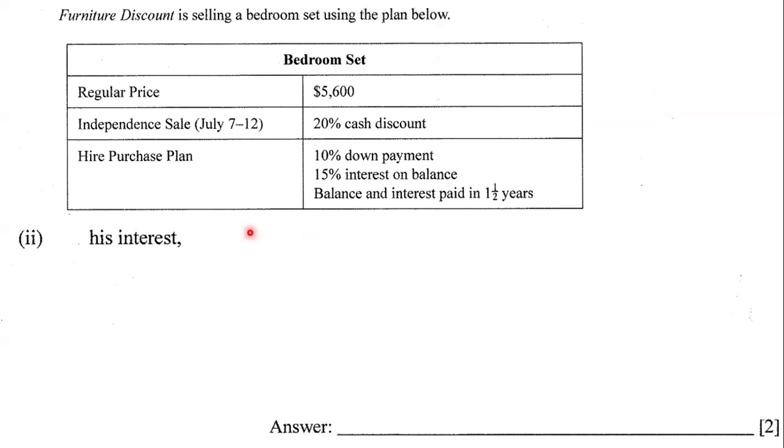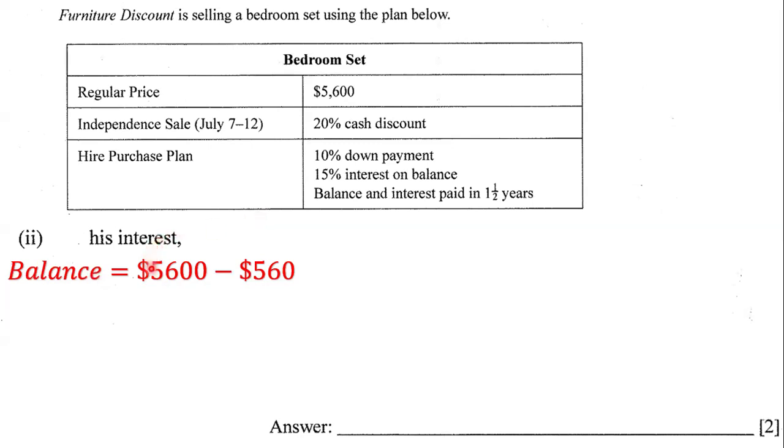Next, we need to determine his interest. Now the interest is going to be 15% on the balance. This is very important. So we first have to determine the balance before we get the interest, right? Because it says 15% interest on the balance. And so his interest is going to be 15% of the balance. But let's first determine what the balance is. The balance is what's left over after you already pay your deposit or your down payment.